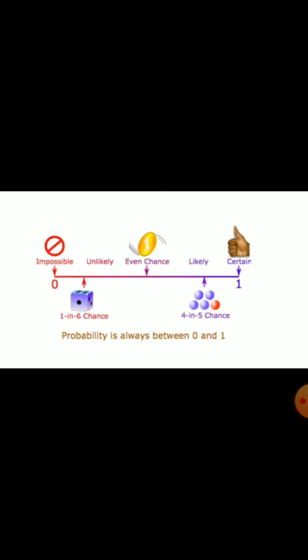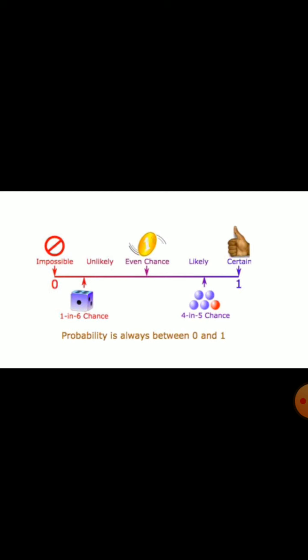The second is unlikely chance. Unlikely chance, you can say if I said it will rain today, there is a chance it can rain or not. So this is unlikely chance. The third one is even chance. Example for even chance, I said I am throwing a coin and head will come up. So the chance of coming head is even.